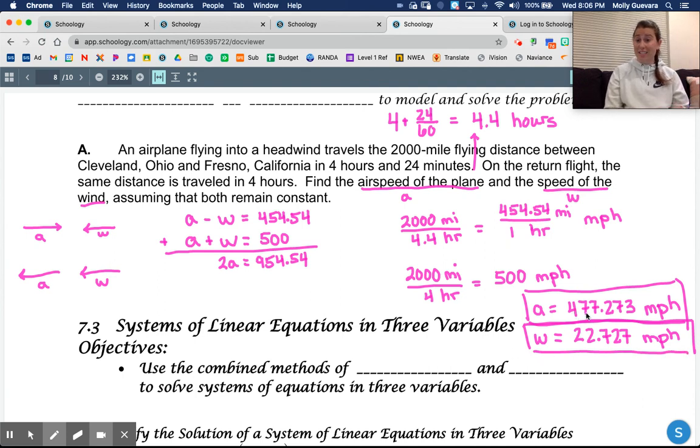So the plane is going the same speed no matter what, but when it's going against the wind, it's going less than 477 miles an hour. And then when it's going with the wind, it's going faster than 477 miles per hour. So hopefully that makes sense how we use that.